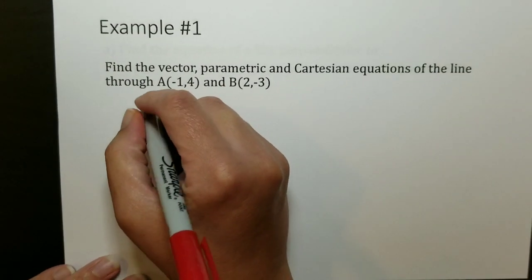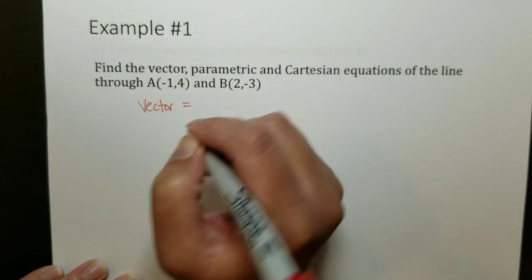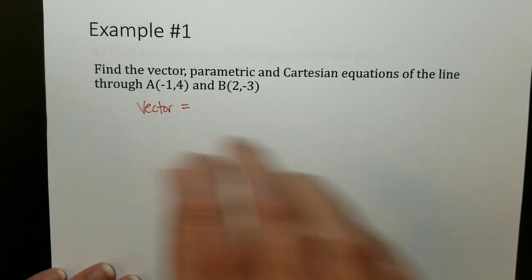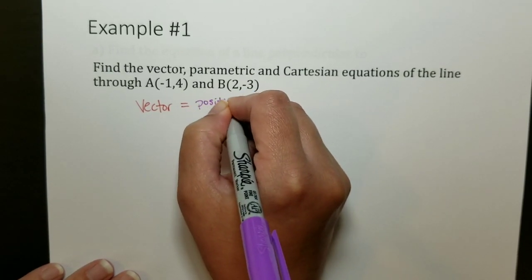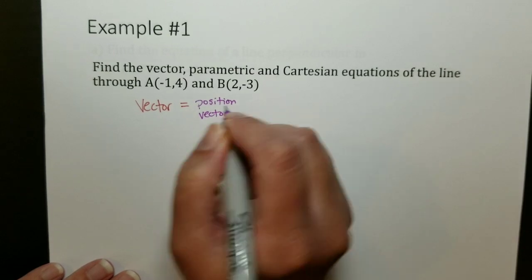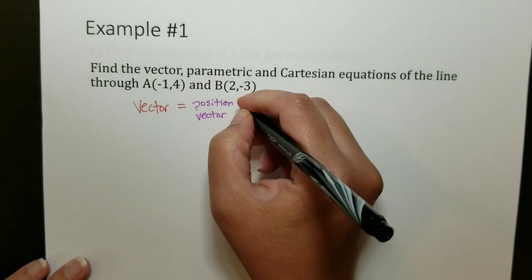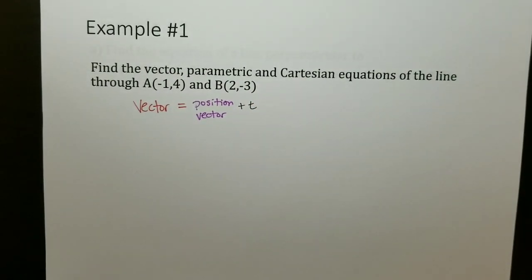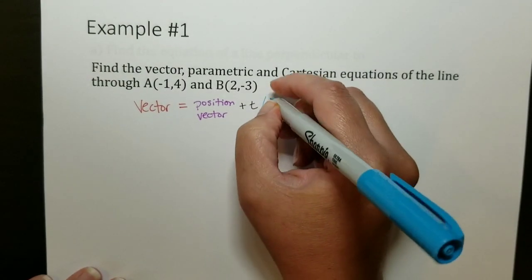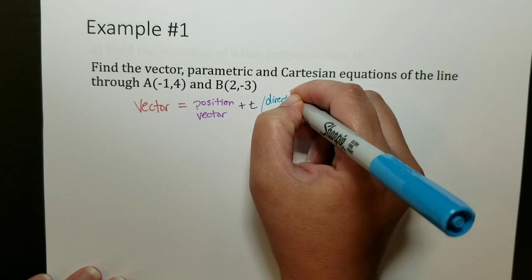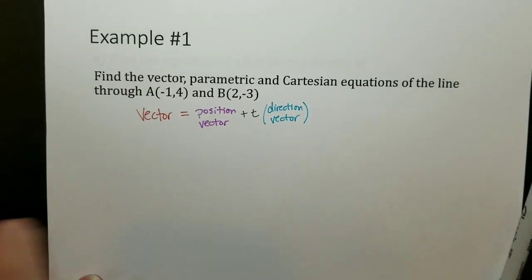So just a reminder, the vector equation is the position vector and then plus some scalar multiple. So I'm just going to put plus t because we are going to need that, times the direction vector. So that's for the vector equation.